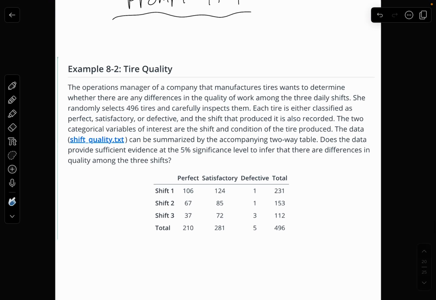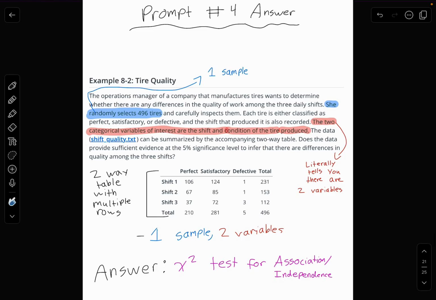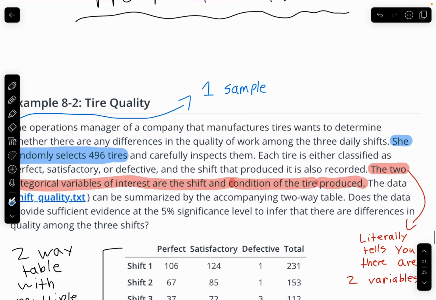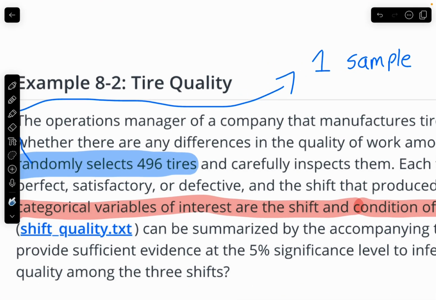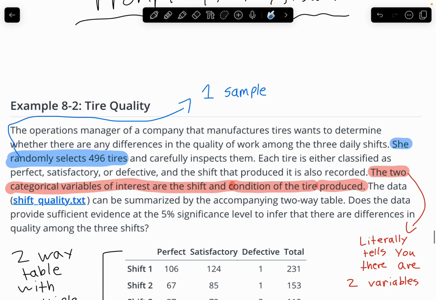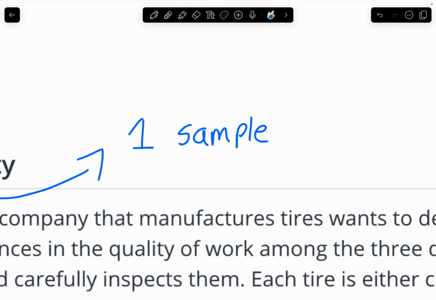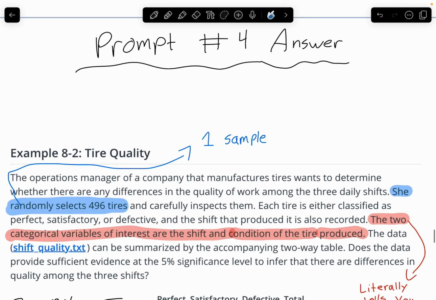All right, the answer to problem number 4 is a chi-square test for association/independence. So, in the prompt, we are given one sample. She randomly selects 496 tires and carefully inspects them. We are given no different groups, just that one sample, 496 tires. That is one sample. We knock off homogeneity right there and then.